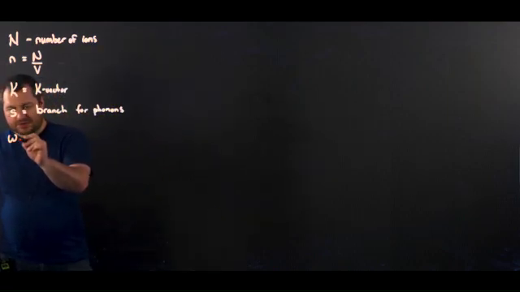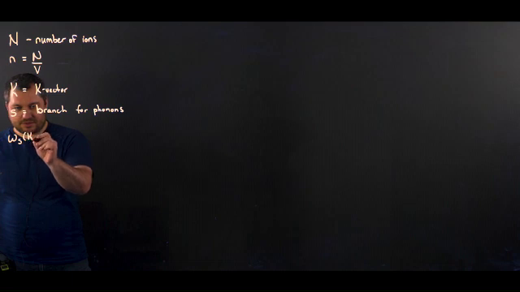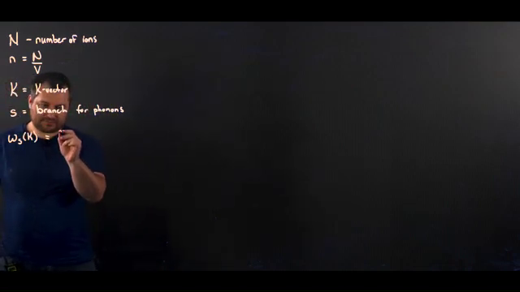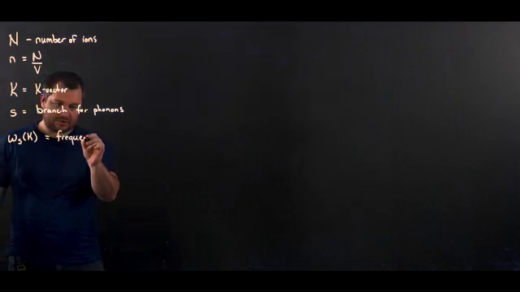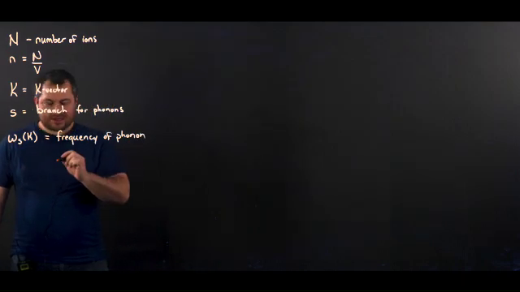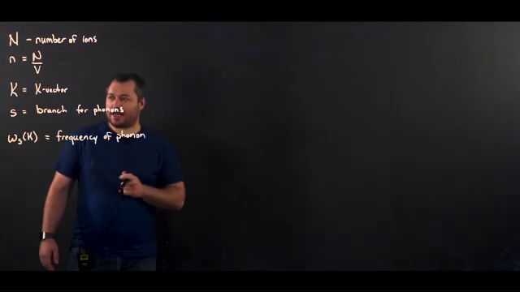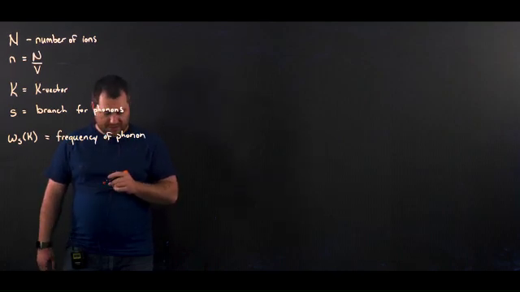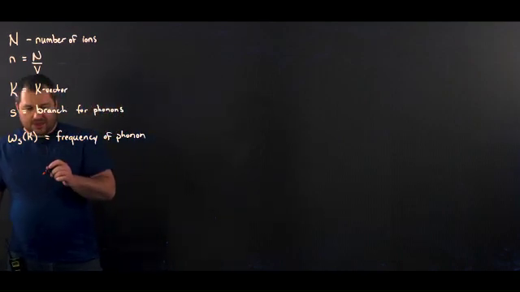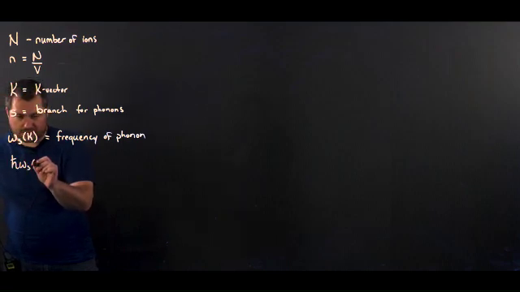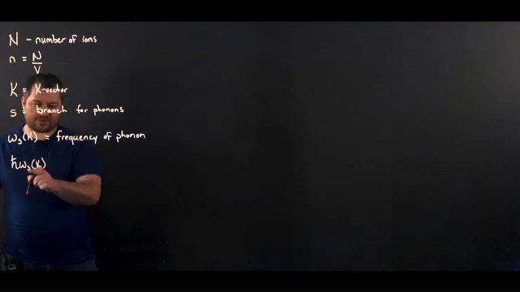We are going to have something called omega s of k. Omega s of k is the frequency of a phonon. And this frequency of phonon, it depends on the branch of the phonon, and it depends on our k vector for every single individual particle here we're dealing with. And a phonon then would thus have an energy h bar omega s of k. That's going to be our energy of a given phonon.